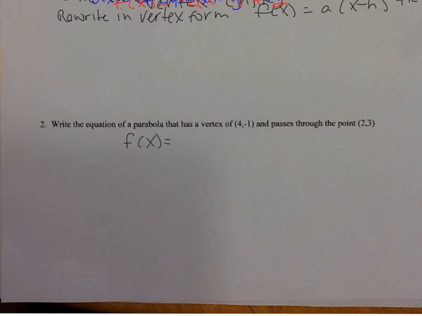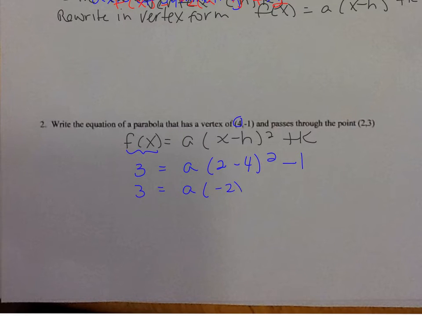f of x is equal to a times x minus h squared plus k. All right, so my f of x is my y value, and that's 3, equals a, that's what I'm going to solve for, times x, which is 2, minus my h here is 4, so I change the sign to be minus 4, squared, and my k is negative 1. So it's 3 equals a times negative 2 squared minus 1. So that's 3 equals 4a minus 1. Add 1, I get 4 equals 4a. Divide by 4, I get a is equal to 1.